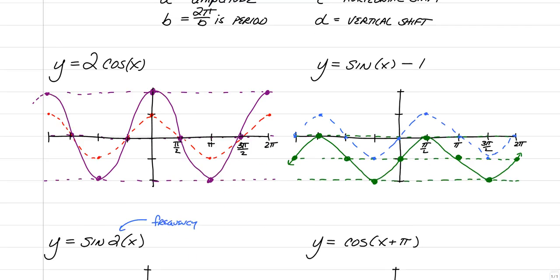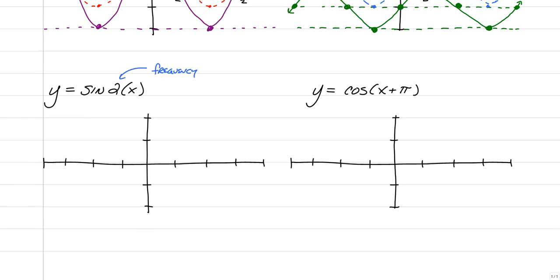So what that does is it changes your period. To find your period, we take the period of a normal one and divide it by the b value. So a normal sine or cosine wave is 2 pi, and we divide it by our b value, 2.